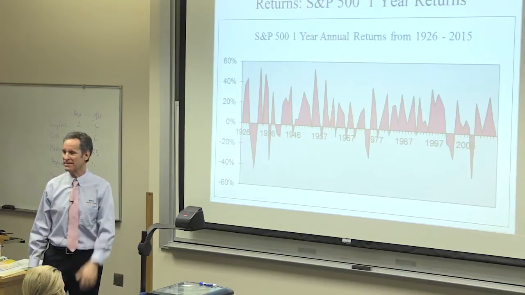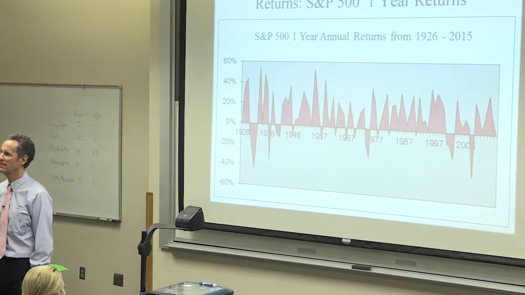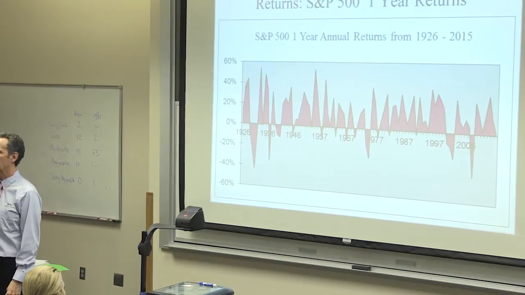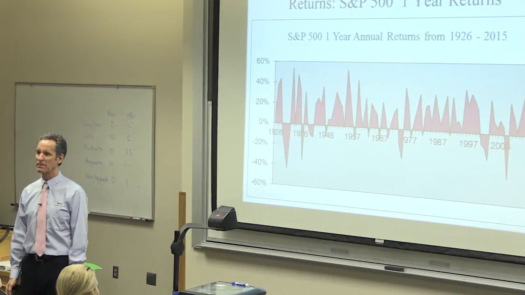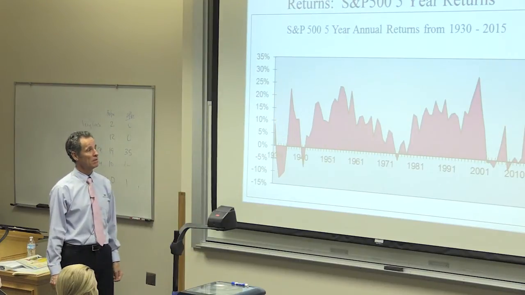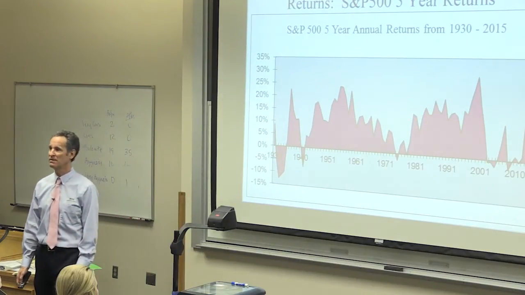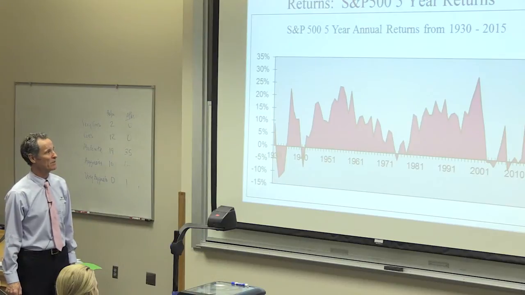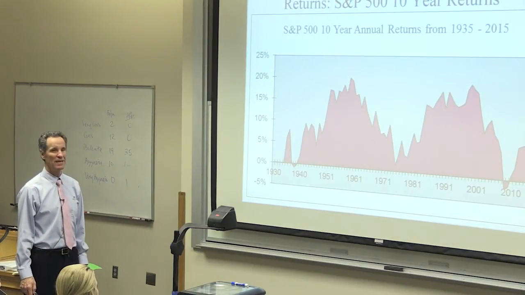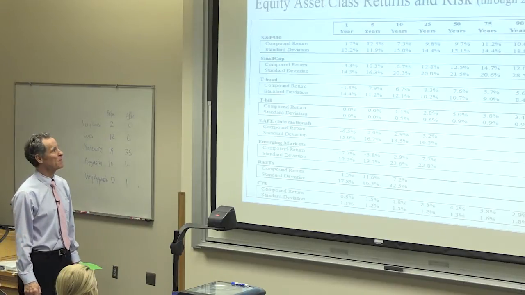So here's a question. 1 year annual returns, that's real volatile, isn't it? Why would anyone ever want to invest in that? Because remember, what happens if you take a 5-year view? Does that look a little bit less volatile? What happens when you take a 10-year view? Okay. So again, as we take a longer view, it seems to be a lot more useful.